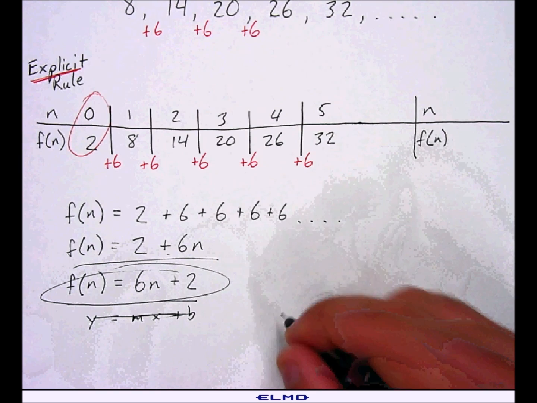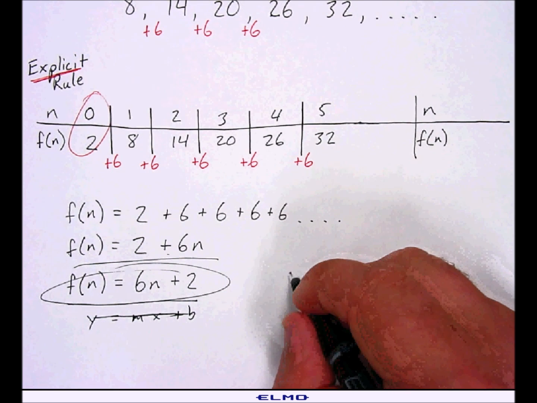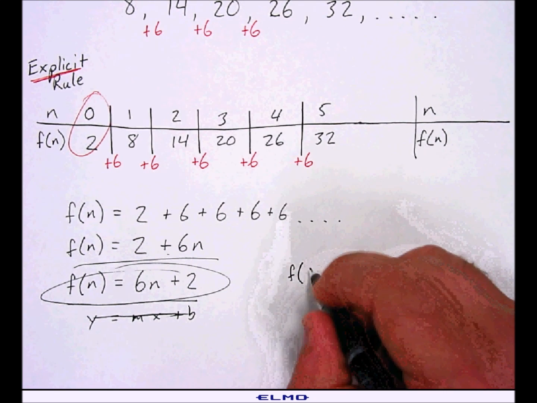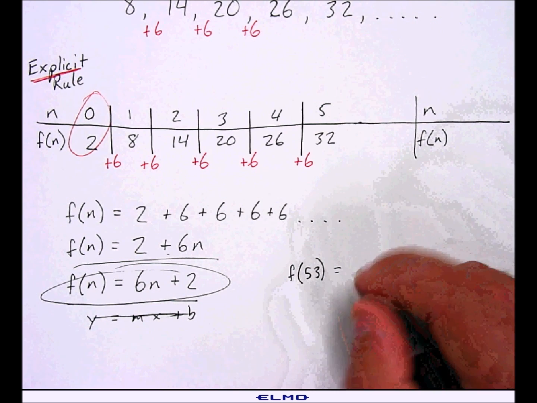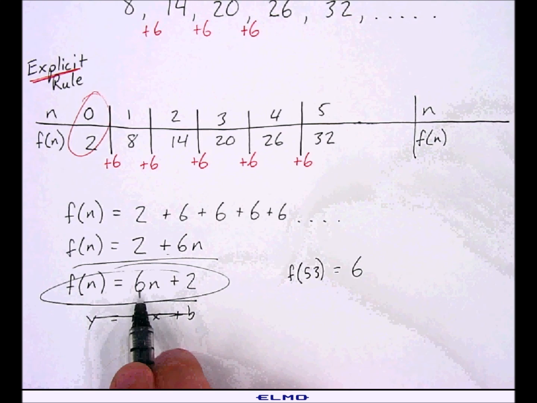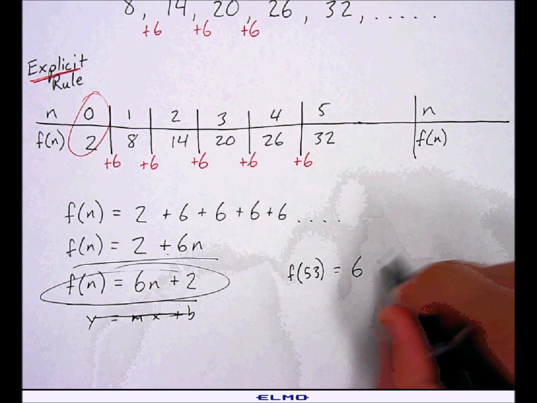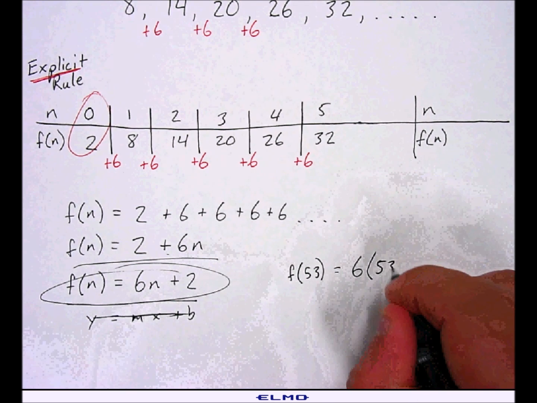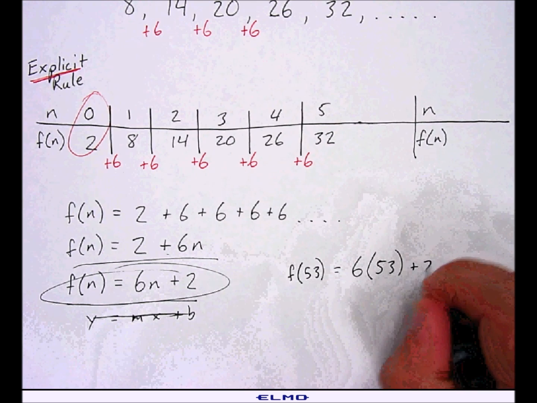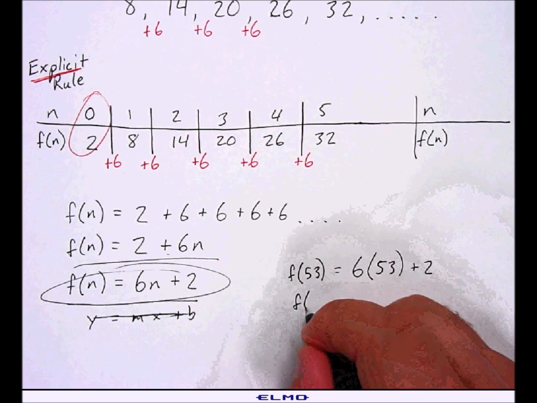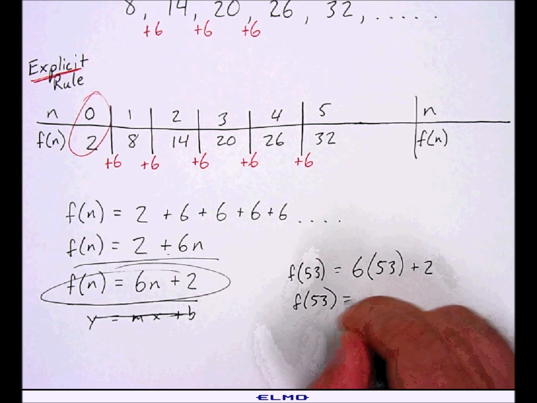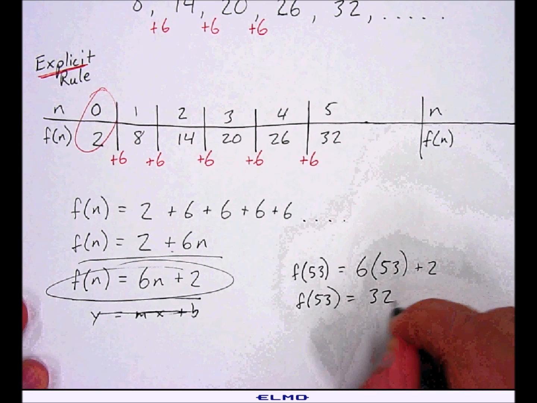And to go back to our original question, if I said, what's the 53rd term? I can say, well, f of 53 is going to be what? Well, I'll take 6n. In this case, I want 53, so 6 times 53 plus 2, and you can multiply that out, and you've got your solution here, f of 53. We're at 320.